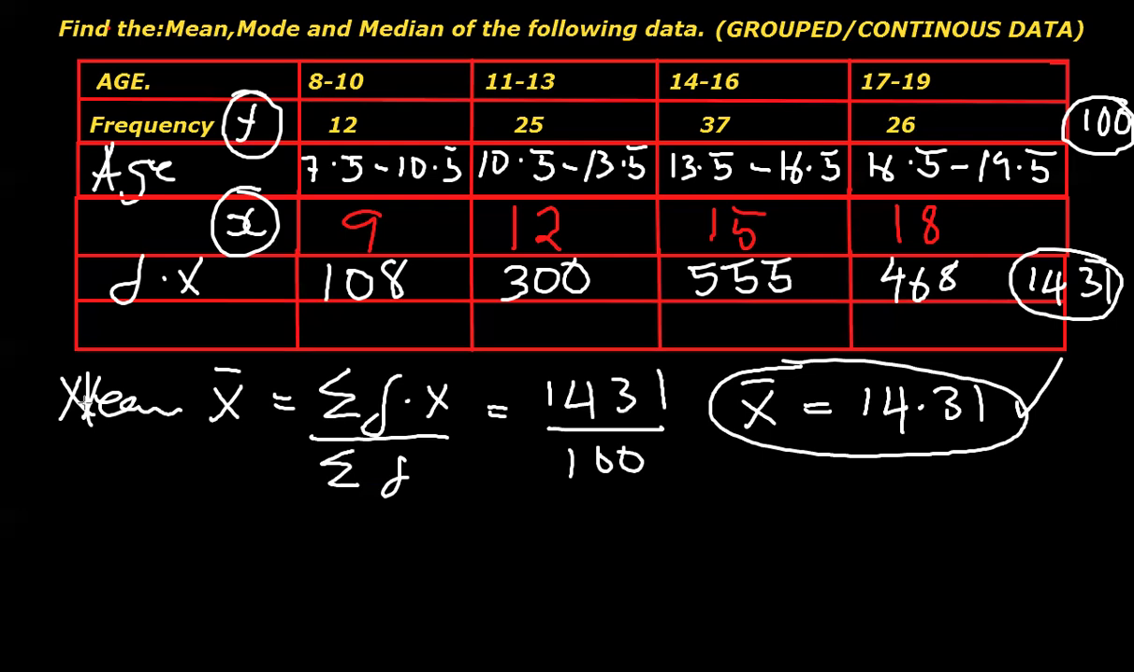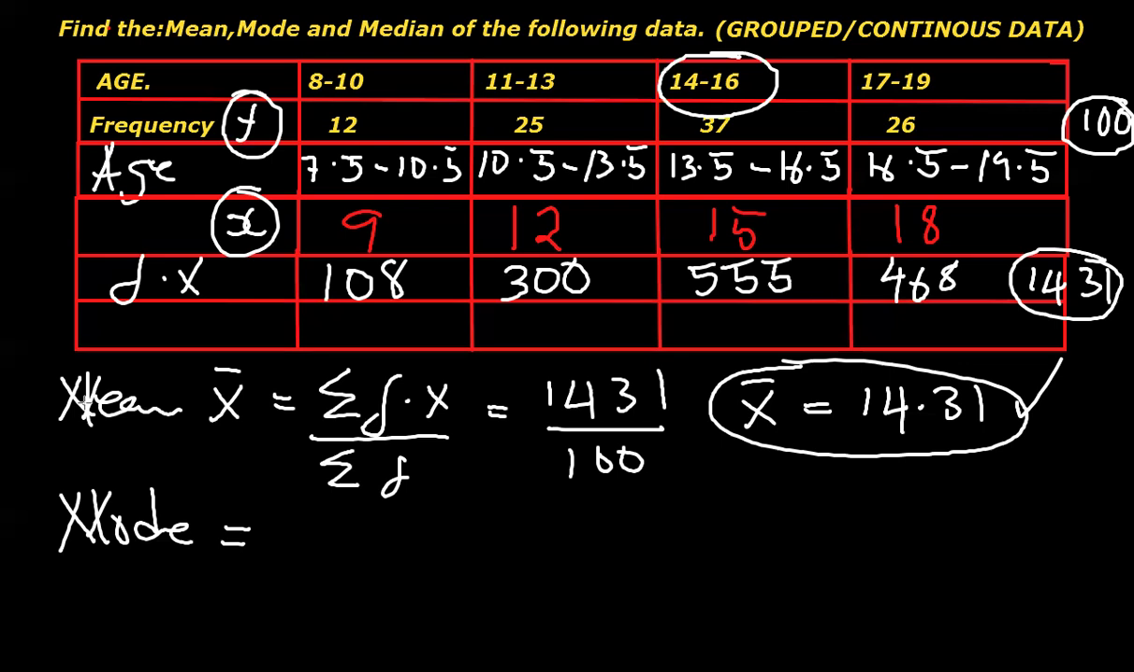Okay. Now, the other measure of central tendency is called the mode. Now, mode normally stands for the most repeated number. That's the mode. Now, in this case, since we have a group, then you can see the mode lies in the group that has the highest frequency. And if I look carefully, my highest frequency is on group 14 to 16. So my mode will lie on this group. All right, my mode will lie in that group.